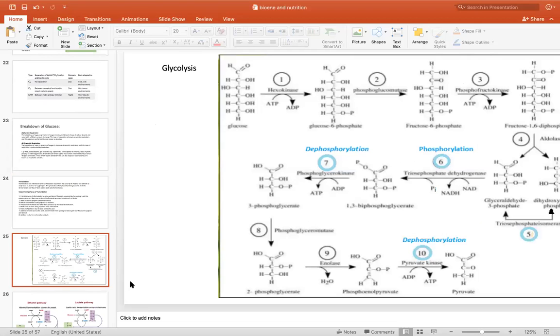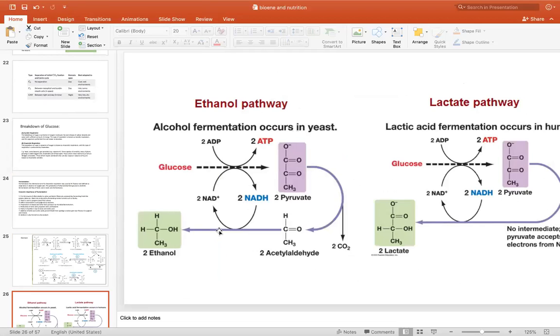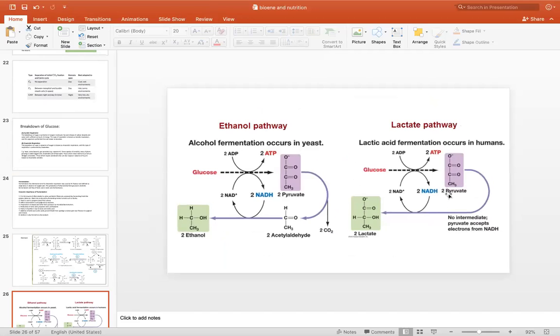So this is glycolysis. I'm going to skip it for a second, because we're on anaerobic respiration, and I'm just going to go over the two pathways of anaerobic respiration, which are important for us. In humans, you have the lactate pathway, and in yeast, you have the ethanol pathway. In your lactate pathway, glucose uses up ATP, produces NADH to form pyruvate, and then moves ahead and forms lactate. The net result is the production of 2 ATP only.